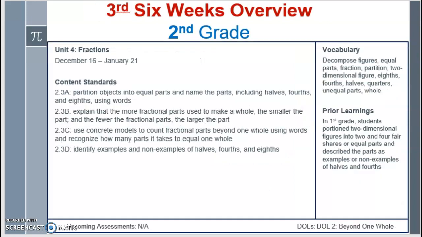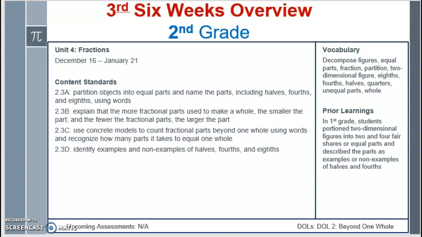Unit 4, fractions, where we'll be starting right in the middle of our third 6 weeks. So content standards could be 2-3A, partitioning objects into equal parts and naming the parts now with words, not with the fractions. So we're using halves, the actual word, fourths, eighths, and if you wanted to, or students are able to, maybe even sixths. 2-3B, explaining the more fractional parts you use to make a whole, the smaller the part, and the fewer the fractional parts, the larger the part. It's almost that opposite understanding.